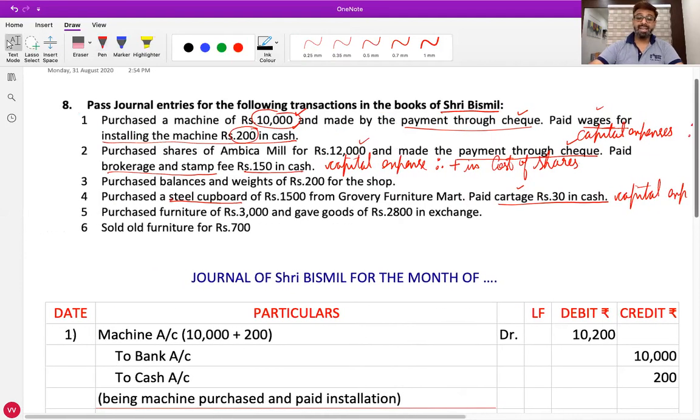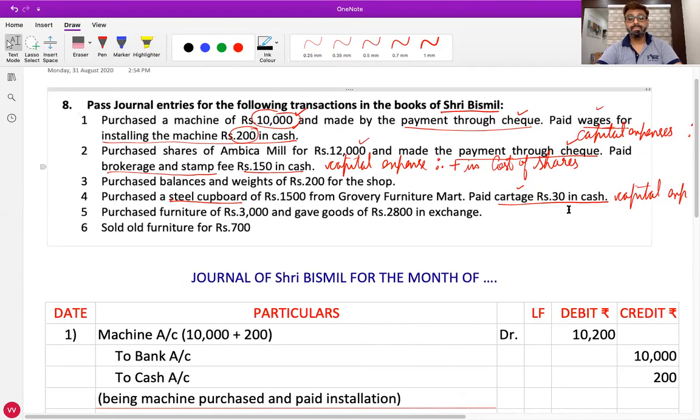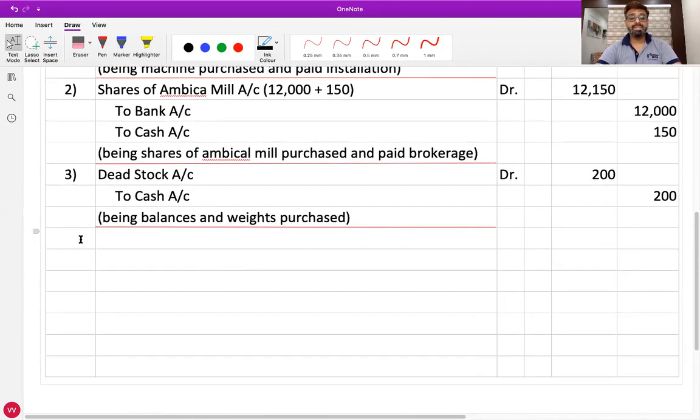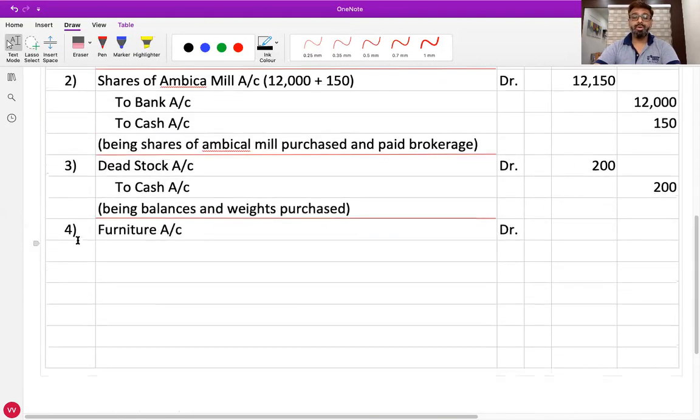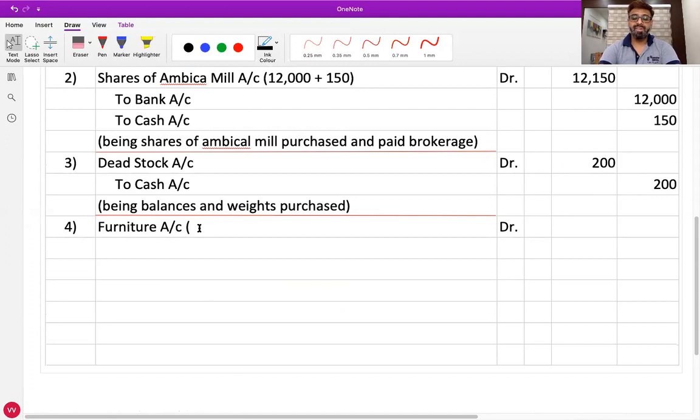Now tell me, first effect. Furniture comes in. Rule: debit what comes in. Name of account: therefore, furniture account debited. With what amount? 1530. Very good. 1500 is the cost of furniture plus 30 of cartage. So what is the total cost of furniture for us? 1530.